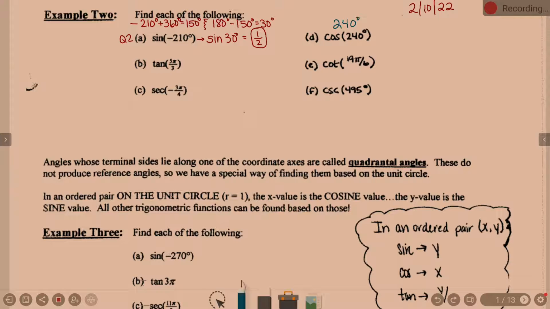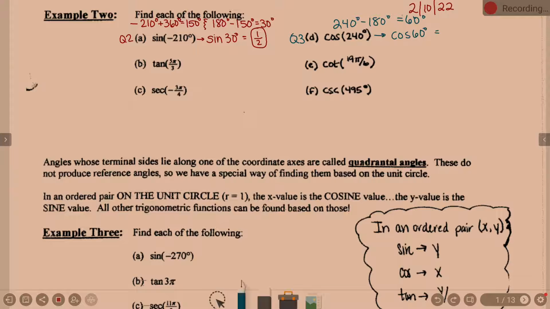We're going to take 240 and subtract 180, yes? And 240 minus 180 is 60. You already told me this is down in quadrant 3, right? So what are we thinking here? When it says cosine of 240 degrees, since the reference angle is 60, that's 60 degrees below the x-axis, we're going to say, what is the cosine of 60 degrees in quadrant 3?